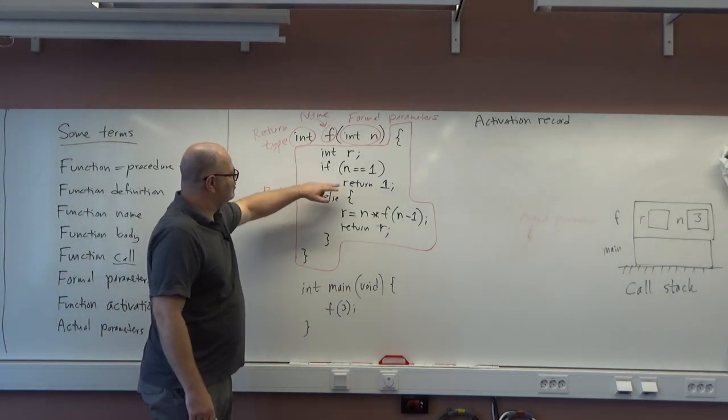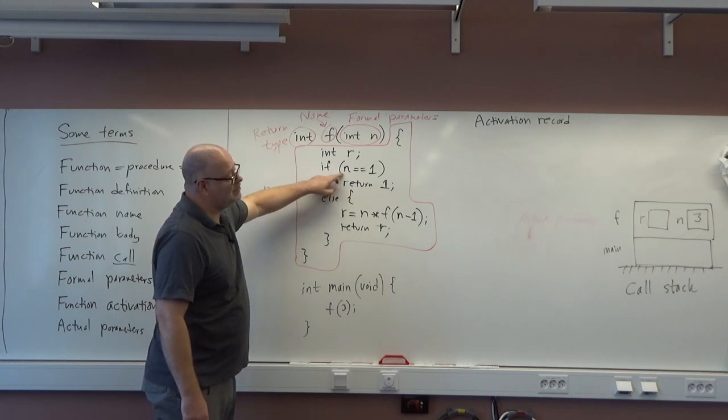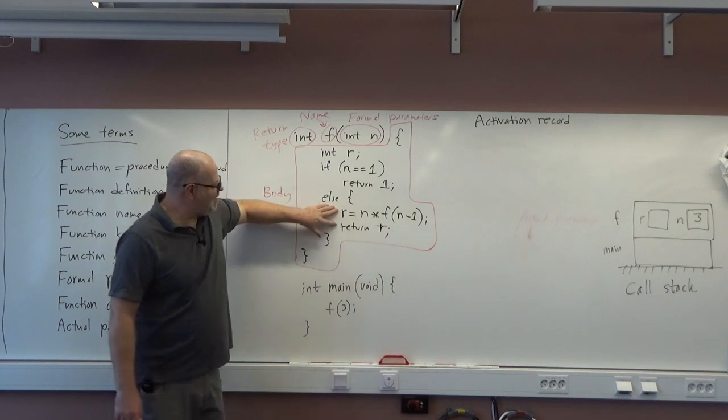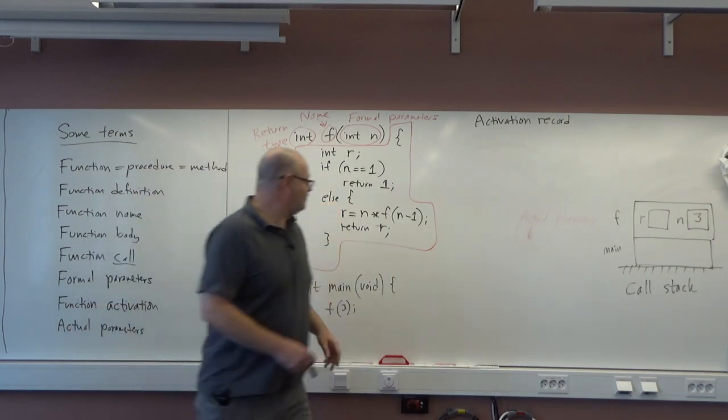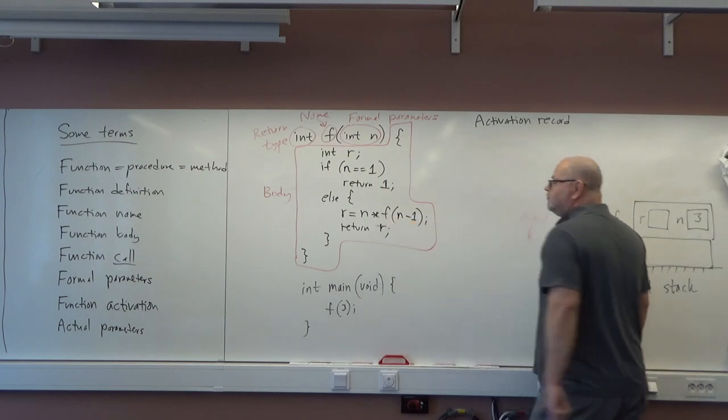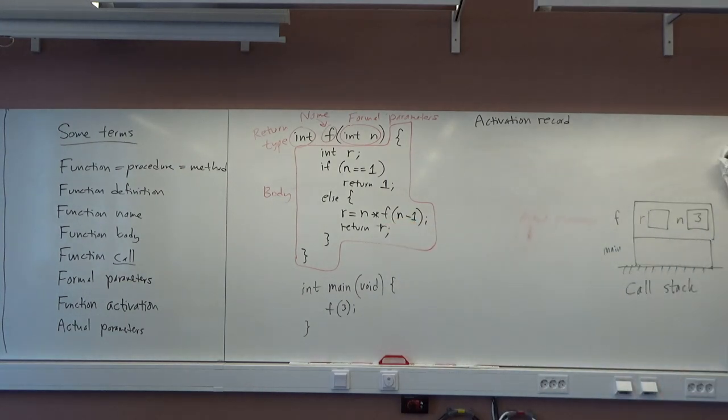So the execution goes in here, sees that n is not equal to 1, but we have an else part which we can run. And then we call f here again. So we get a new activation record, f, with r and n, like this. Okay?